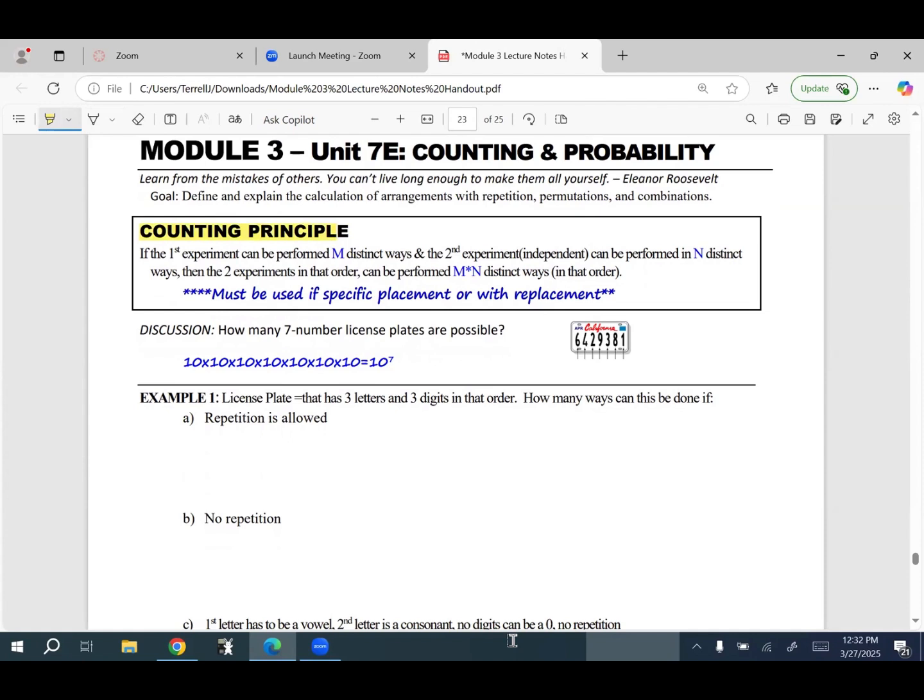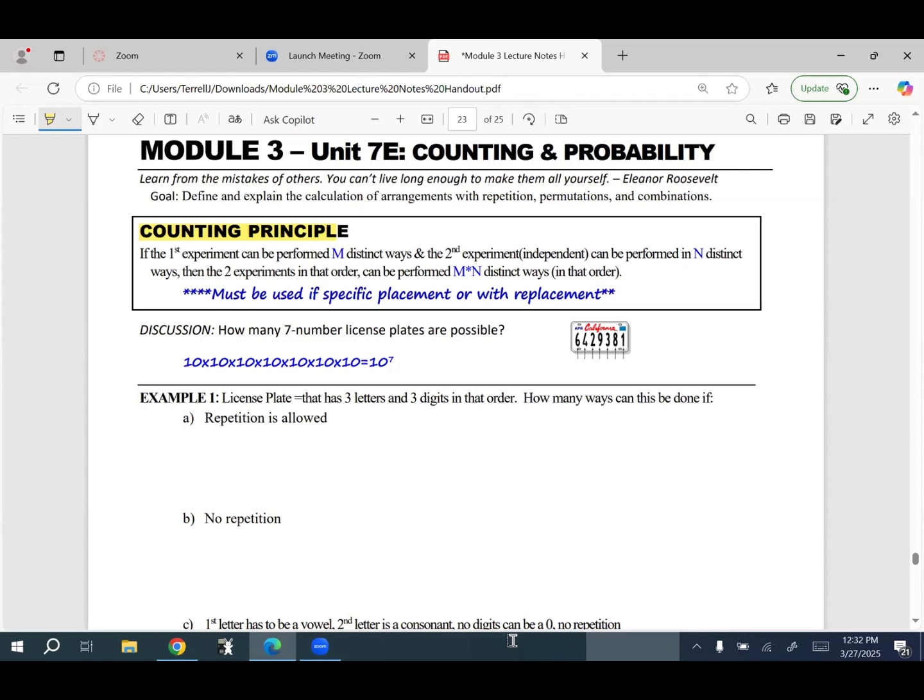And that is, if the first experiment can be performed m distinct ways, and the second experiment can be performed in n distinct ways, then the two experiments in that order can be performed m times n distinct ways.